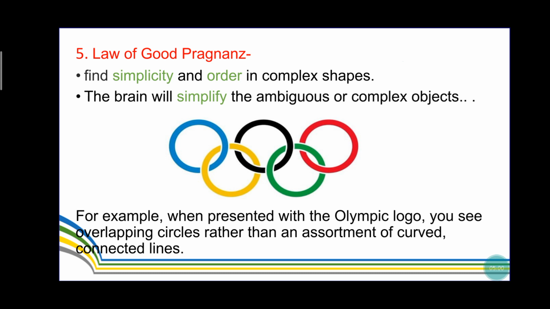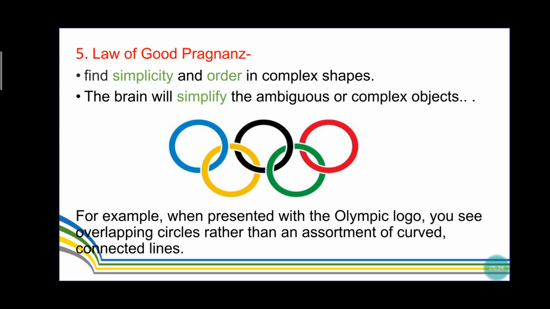Lastly, we have the law of good pragnanz. We find simplicity and order in complex shapes. The brain will simplify ambiguous or complex objects. For example, when presented with the Olympic logo, you see overlapping circles rather than an assortment of curved, connected lines. In this, the stimulus will be organized into as good a figure as possible, according to Fritz in 1999. It is also called the law of symmetry and order.